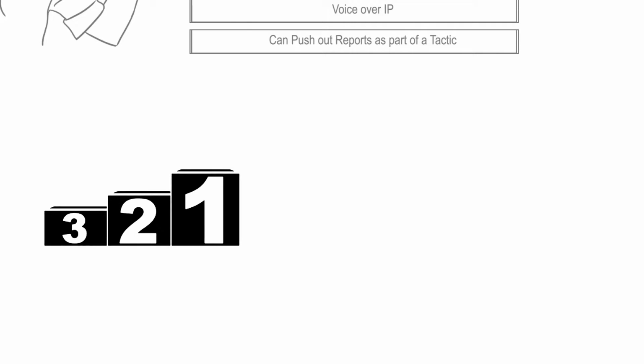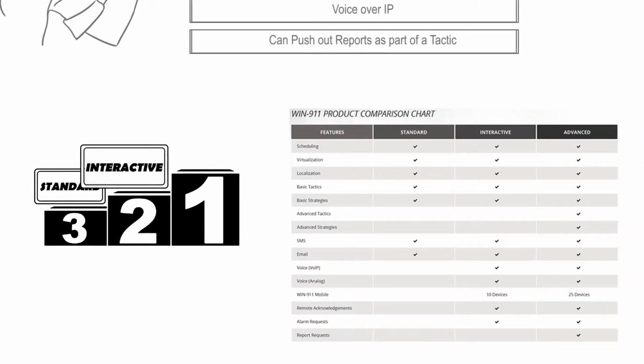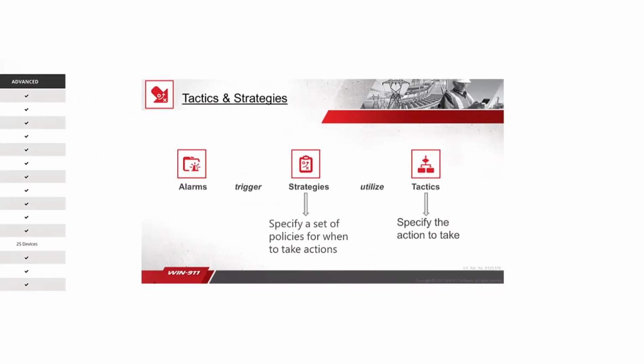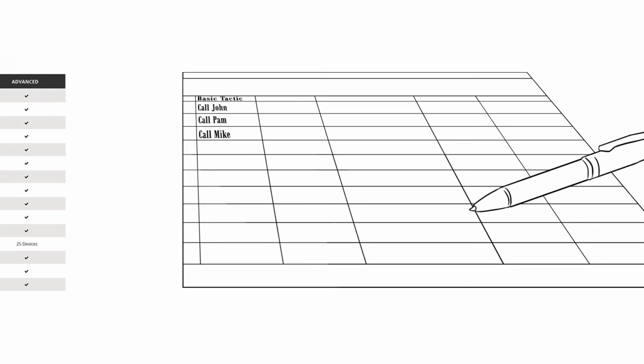There are three levels for our new product. They are standard, interactive, and advanced. Please see our website for the full comparison chart. Advanced strategies and advanced tactics are new in this version. Alarms trigger strategies, which then utilize tactics. Like our previous version, a basic tactic is a simple call-out list.